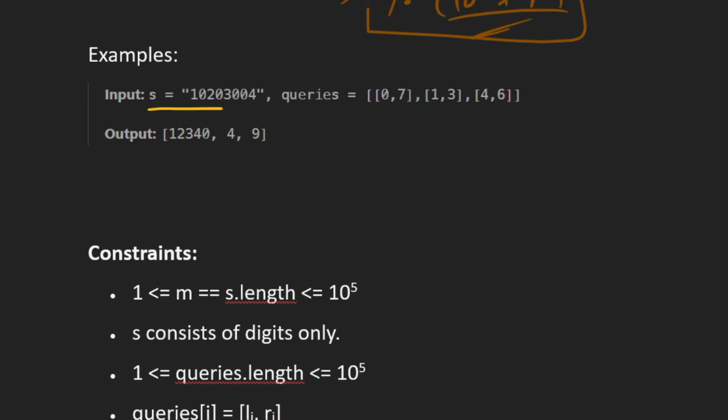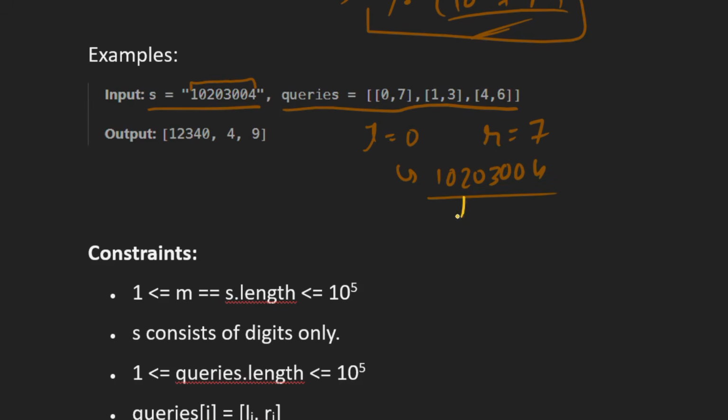We are given this string s, and we have these three queries. In the first query, L is equal to 0 and R is equal to 7. So we have to extract the substring from 0 to 7, which means the whole string, 10203004. This is the substring. Now we'll form x from this substring by removing all the zeros, so we get 1234.